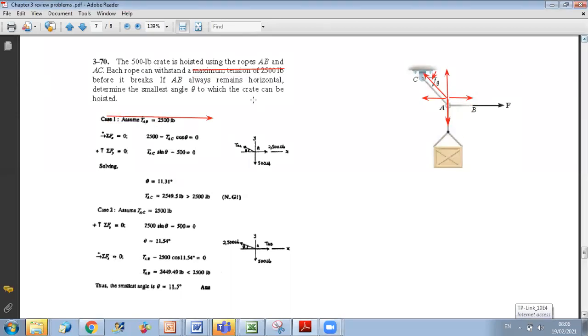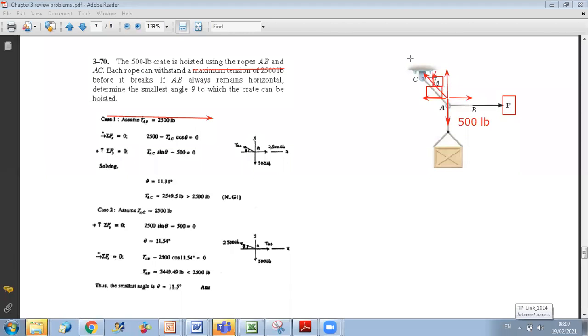So here we have the 500 lb crate, so we know that the downward force is 500 lb. But what is our problem? We have three unknowns, which are the force TAB, the force TAC, and the angle theta. In 2D equilibrium, I can only write two equilibrium equations, so I need additional information to be able to solve my system.